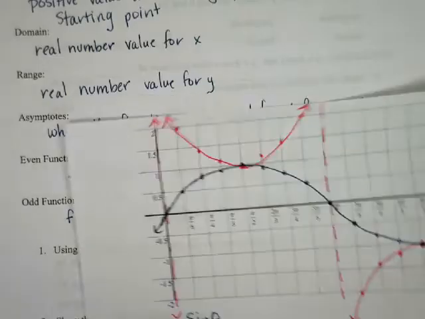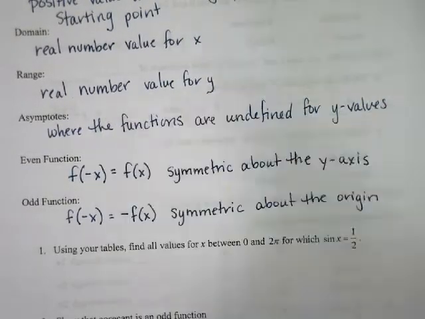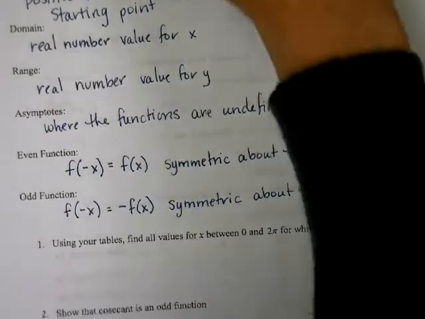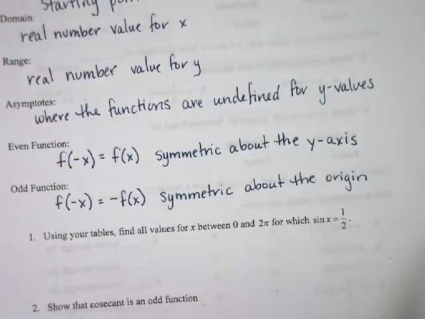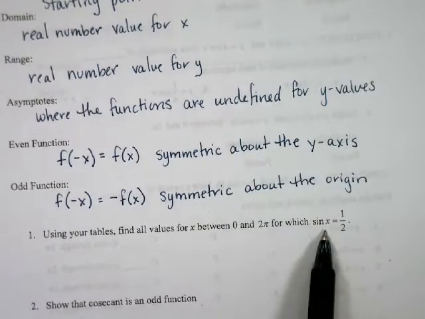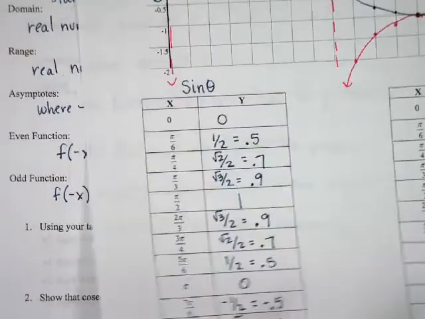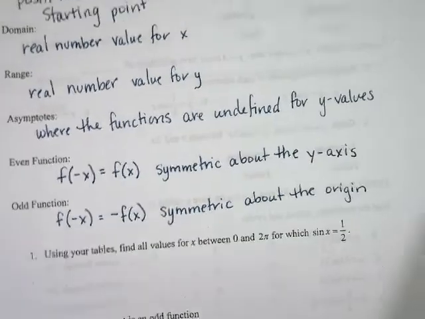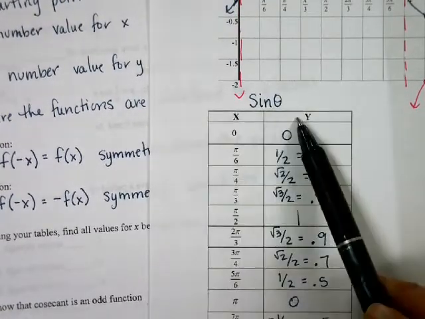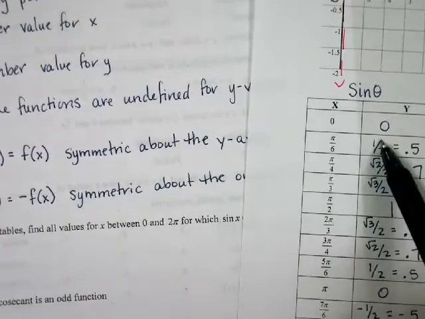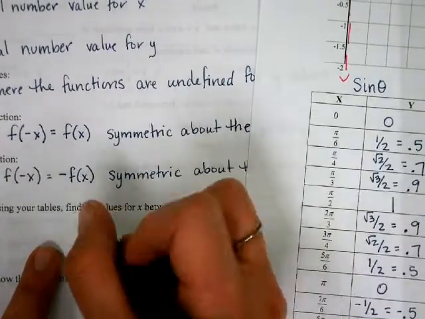Okay. So it says, use your tables. Find all values for x between 0 and 2 pi for which the sine of x is a half. Okay, so here we go. I'm going to look at my table, and I'm just going to look for a half between 0 and 2 pi. So here's sine. Got my sine chart. I'm looking for a half. There's one right there, pi over 6. Okay, I'm going to find another one, 1/2, and 5 pi over 6.